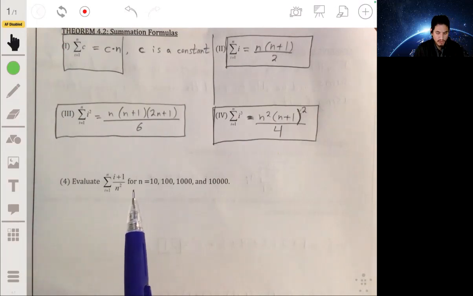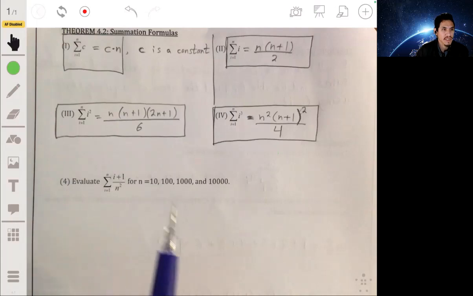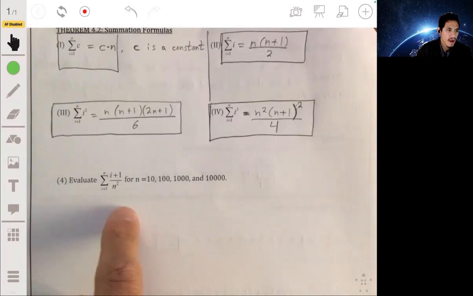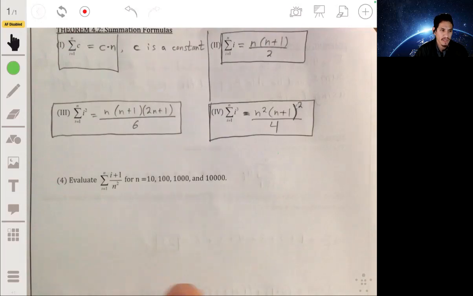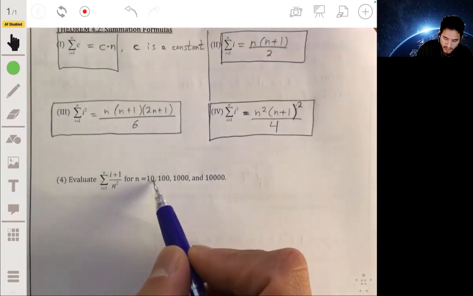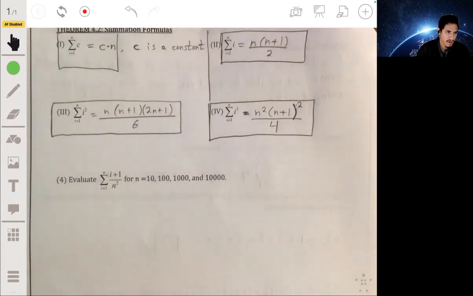Now, you don't want to go through a tedious process of adding 10 terms, where you're plugging 1 in for i, and then adding it to when you plug in 2, plug in 3, plug in 4, and then all the way to 10 here. Then here you add 100 terms, 1,000, then 10,000. It would take you forever. Well, not forever. It would take you a very, very, very long time. You wouldn't be able to get through calculus.